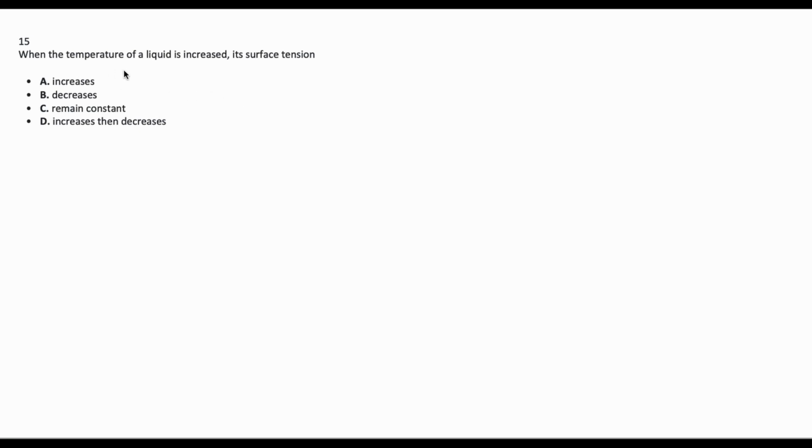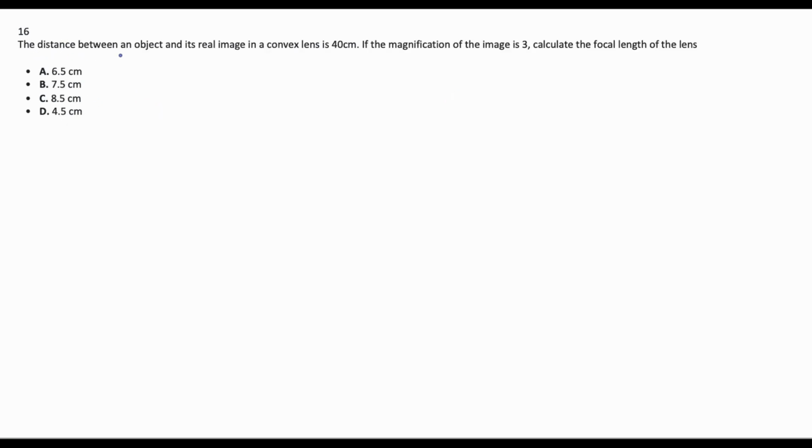Question 15 says, when the temperature of a liquid is increased, what happens to the surface tension? Now, we know that surface tension is caused by a cohesive bond between the molecules of a liquid at the top of that liquid. When you heat up the liquid, the heat weakens this bond between the molecules. So that causes the surface tension to decrease. So when the temperature of a liquid is increased, the surface tension decreases. Our answer is B.